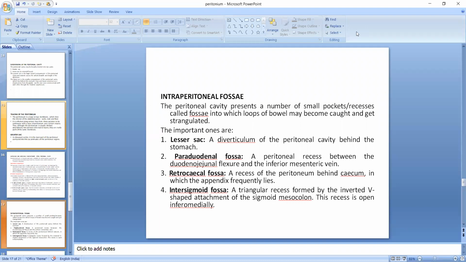Intraperitoneal fossae. The peritoneal cavity presents a number of small pockets called fossae, into which loops of bowel may become caught and get strangulated. Important ones are lesser sac, paraduodenal fossa, retrocecal fossa, and intersigmoid fossae.